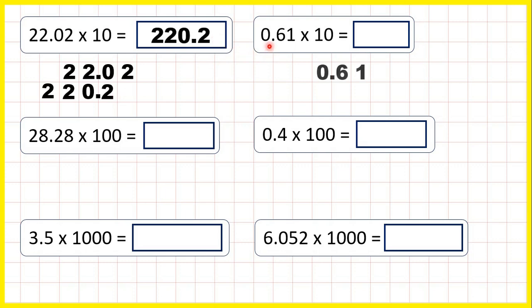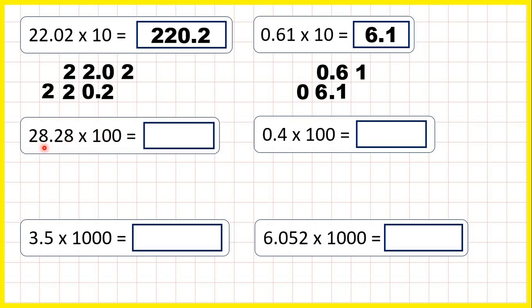Now we have 0.61, so we write the number out and copy down the decimal point. We're multiplying by 10, so the digits are moving one square to the left, so we can copy down this 0, this 6 and this 1 one square to the left. Now that gives us 06.1, but we don't need to show this 0 in our tens, so we can just write 6.1 as our answer.